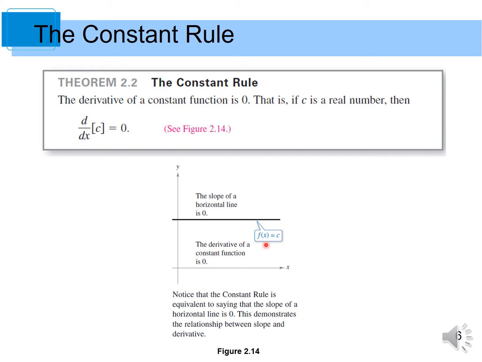Let's say f(x) equals c, where c is a constant. So, the slope of a horizontal line is 0. The derivative of a constant function is equal to 0. Notice that the constant rule is equivalent to saying that the slope of a horizontal line is 0. This demonstrates the relationship between slope and derivative.